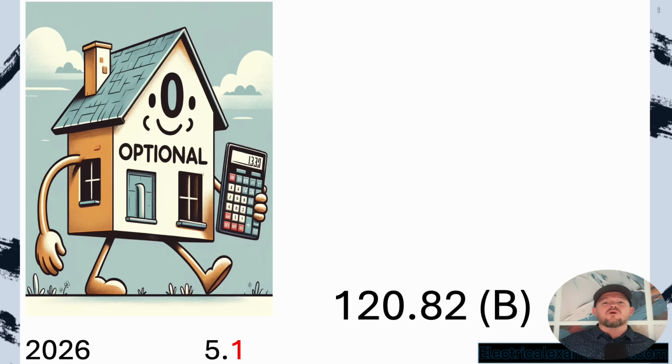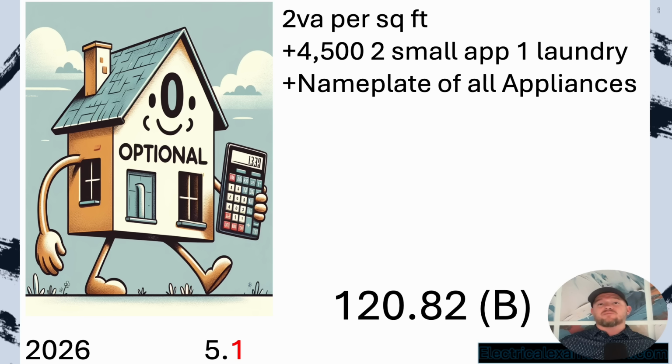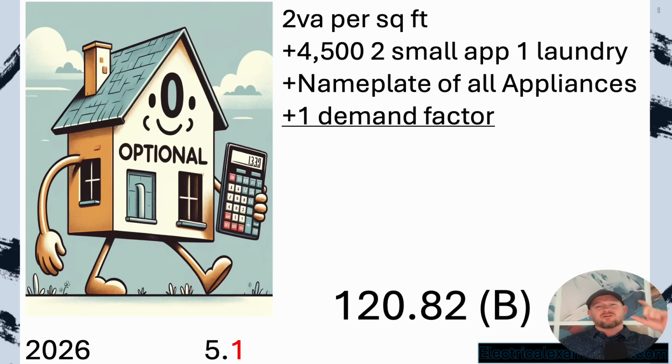Now, this is how we're going to do our optional method calculations. Step 1, it's still 2 VAs per square foot. Step 2, it's still 4,500 for the 2 small appliance and 1 laundry circuits. But in step 3, we're just going to take the nameplate of all the appliances. No multipliers, no tables. You literally just take whatever is on the electrical nameplate. And then we're going to apply one demand factor. So we total all those up. We don't do individual demand factors, and we just apply one demand factor to all of that portion above that line. Then we'll get our reduced load.